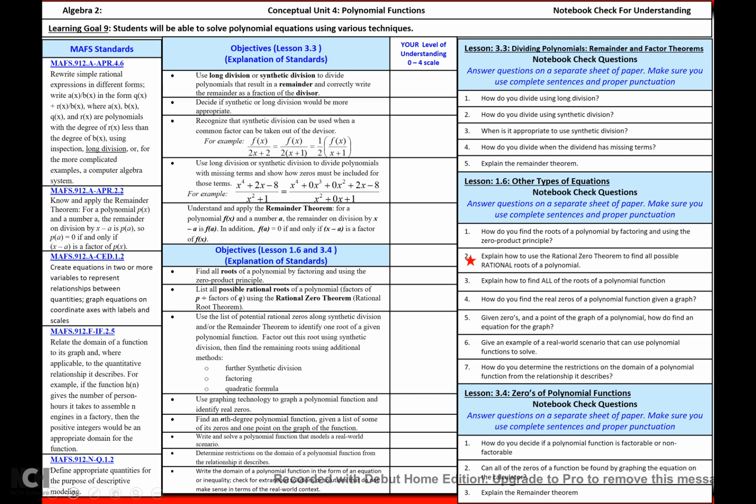Alright, so explain how to use the rational zero theorem to find all possible rational roots of the polynomial. Your possible p's are factors of a sub naught. Your possible q's are factors of a sub n. And your possibilities are all of your p's over your q's.